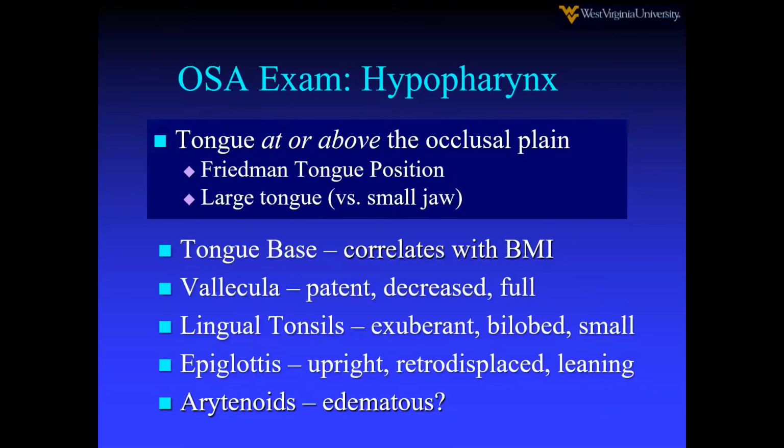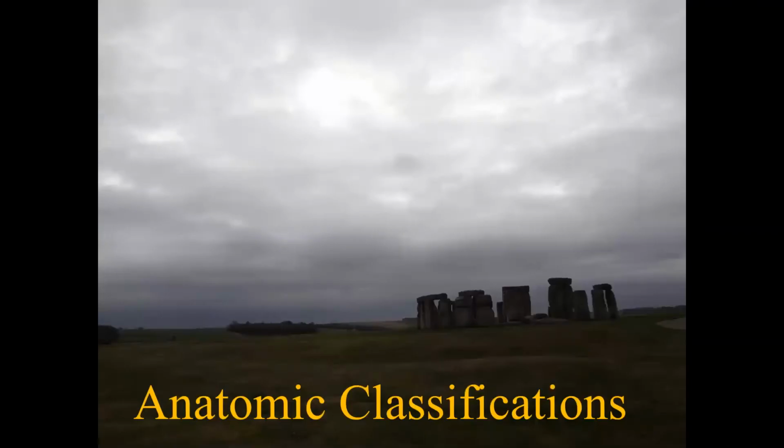Then the epiglottis: is it set back? Is it upright? Is it just leaning against the posterior wall when the patient is sitting? The arytenoids, are they edematous? And do they participate maybe in the obstructive sleep apnea?